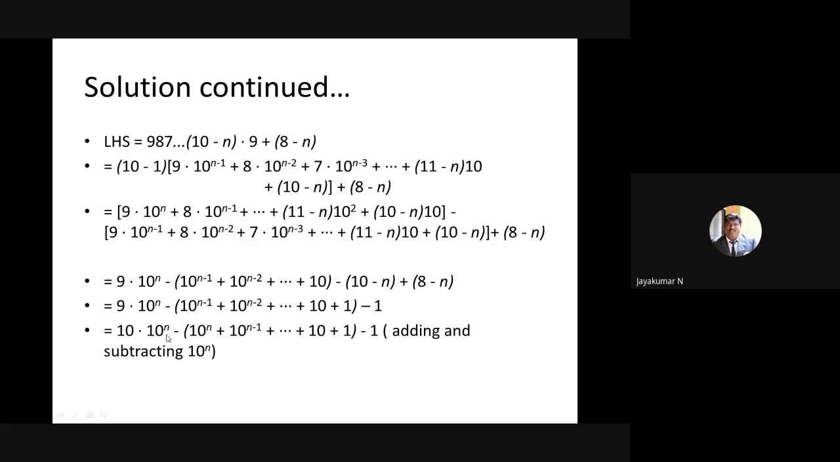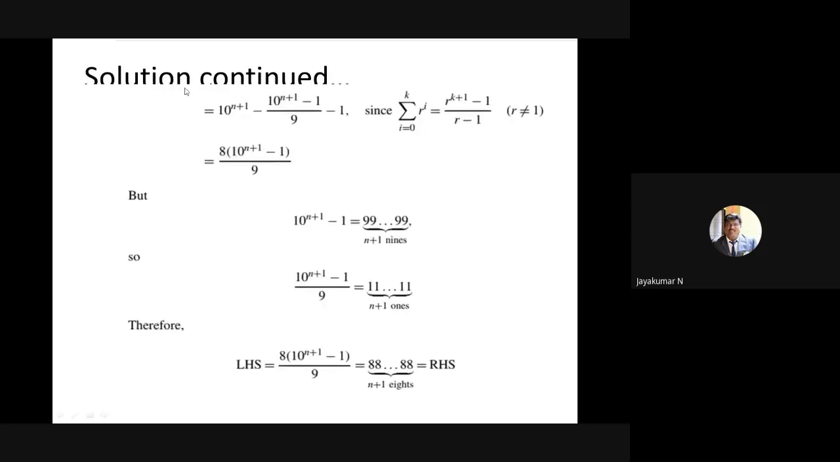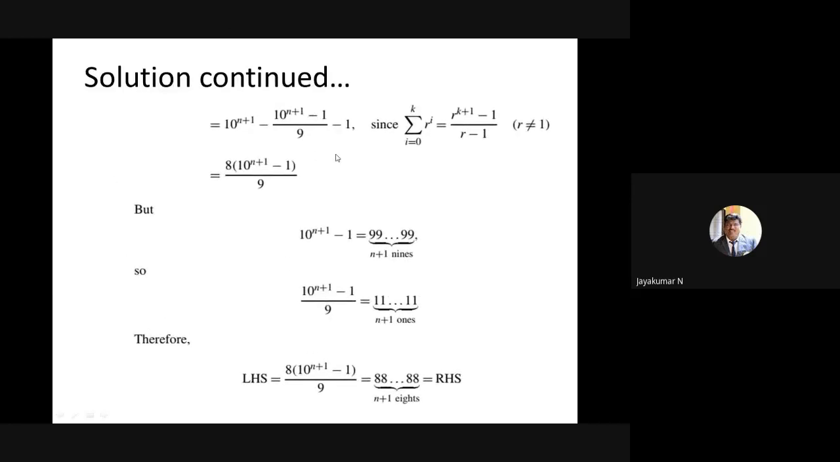10 into 10 power n becomes 10 power n plus 1. So you will get 10 power n plus, this is nothing but sum of GP. When you simplify this, you will get this one. So 10 power n plus 1 minus 1 is n plus 1 times 9s. When you divide by 9, it becomes n plus 1 times 1. When you multiply by 8, it is n plus 1 times 8.